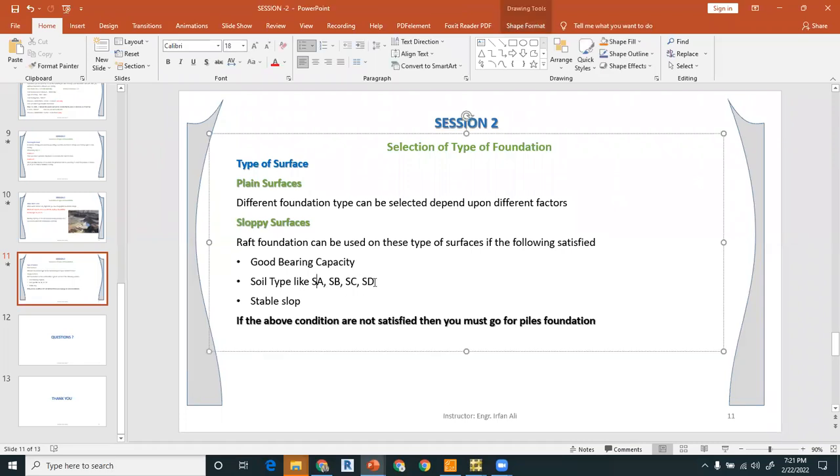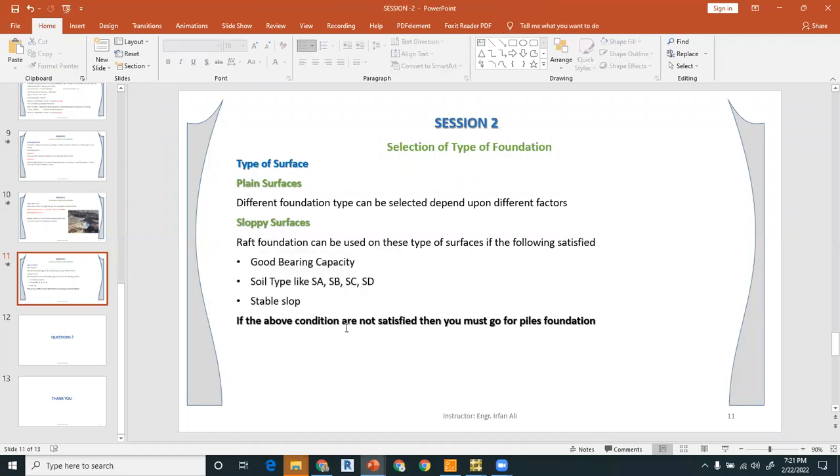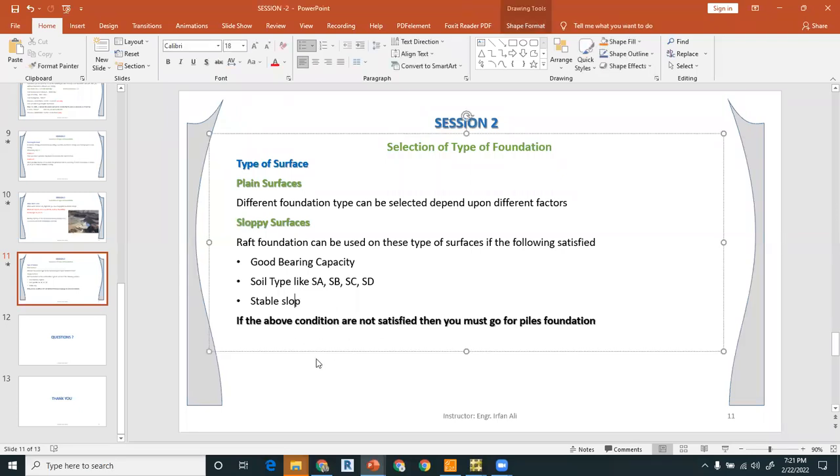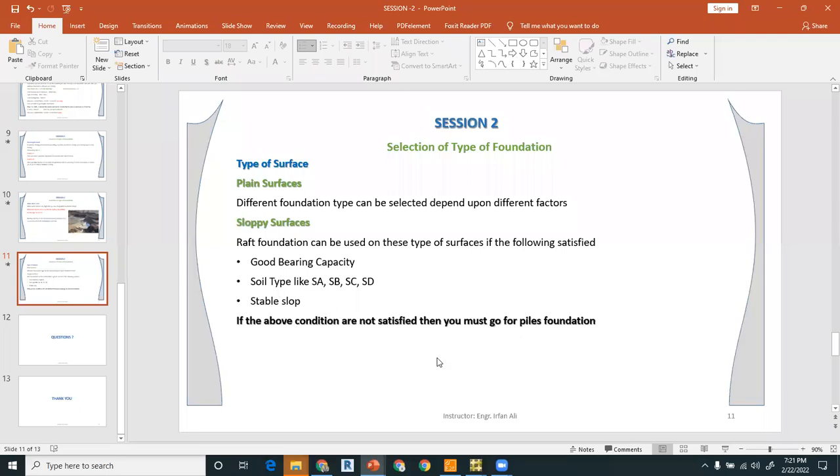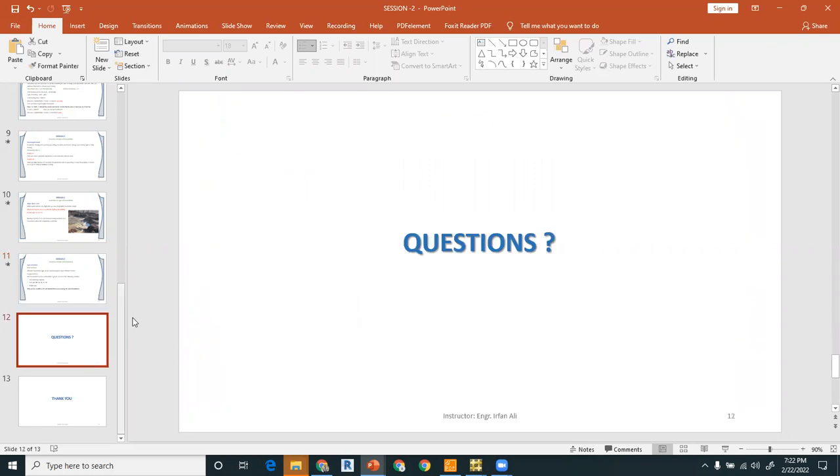Normally, the first two are satisfied in most of the cases, but the stable slope is not satisfied in most cases. So people design buildings on these sloping surfaces on this condition, and they design piles foundation. Right? So this was the whole story about the selection of type of foundation, and we have studied different case studies. So if you have any questions, you can ask any type of question.